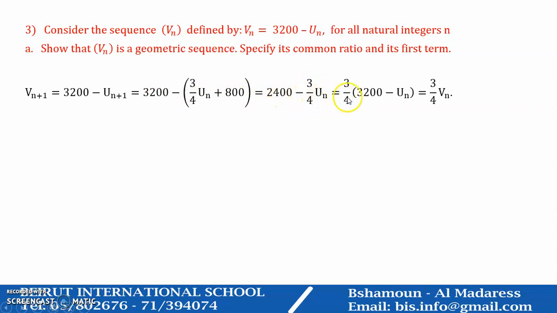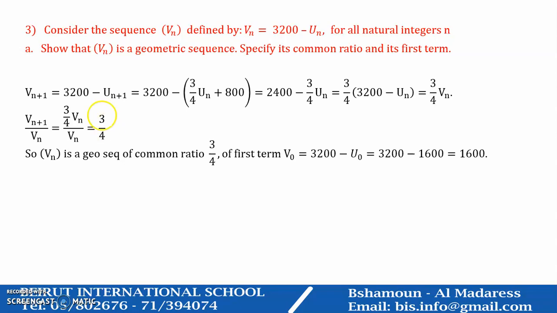We obtain at the end 2400 minus 3 over 4 Un. By taking 3 over 4 as a common factor, we obtain 3200 minus Un, which is the same as Vn. So this is 3 over 4 of Vn. So I can write Vn+1 over Vn equals 3 over 4 Vn over Vn, which is equal to 3 over 4, which is constant. So I can deduce that the sequence is a geometric sequence of common ratio 3 over 4.